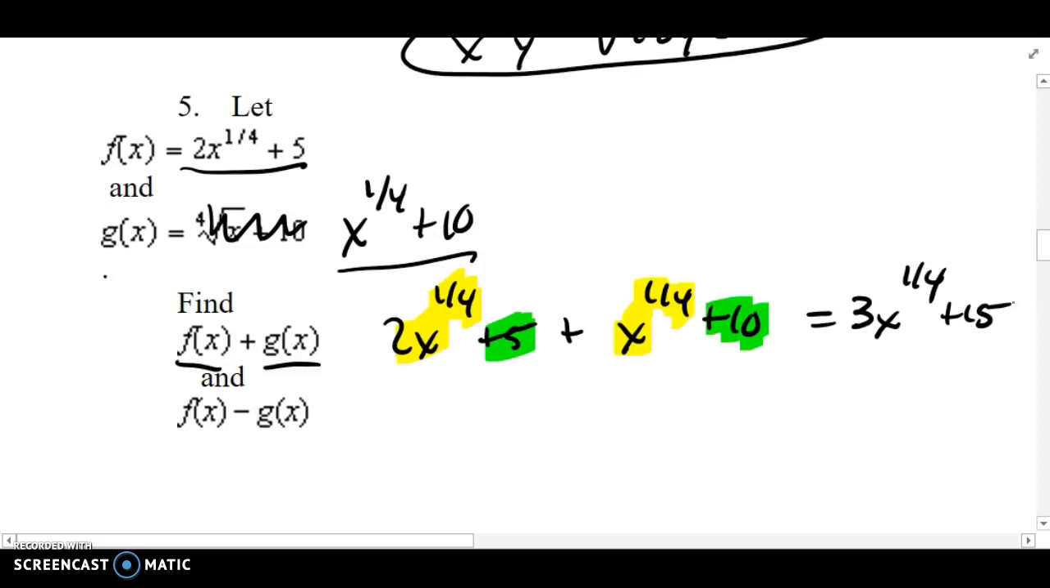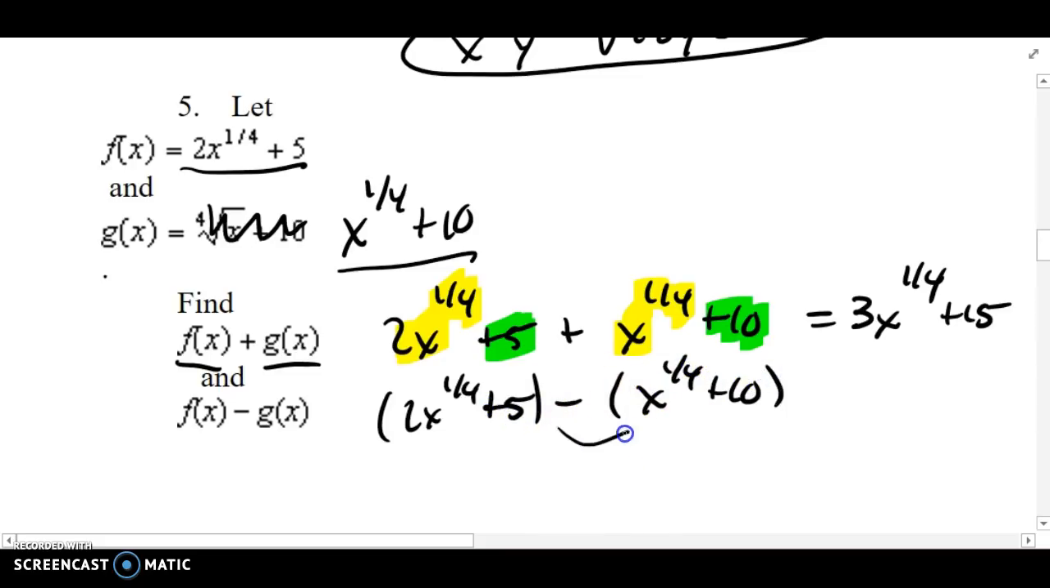The next one is subtraction. It's the same exact thing. So I'm going to put parentheses around it this time though because we're subtracting. And then I'm going to distribute this negative in. Let me erase this. So it's going to be negative x to the 1/4 minus 10.